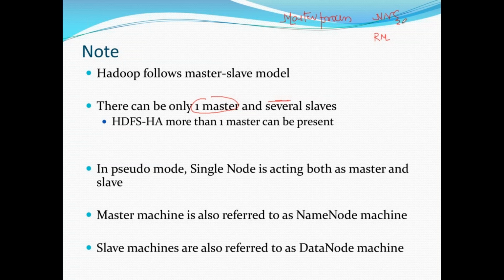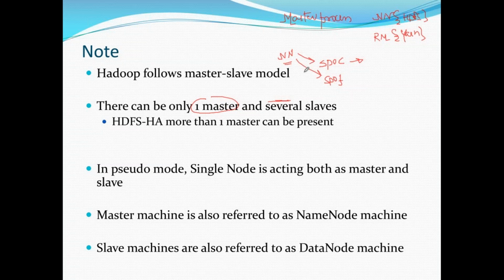There are two master processes: name node and the resource manager, right? Name node is your HDFS master. Resource manager is your YARN master, correct? What are the two properties of any master process? That they are a single point of contact and a single point of failure, correct? What does that mean for the name node?